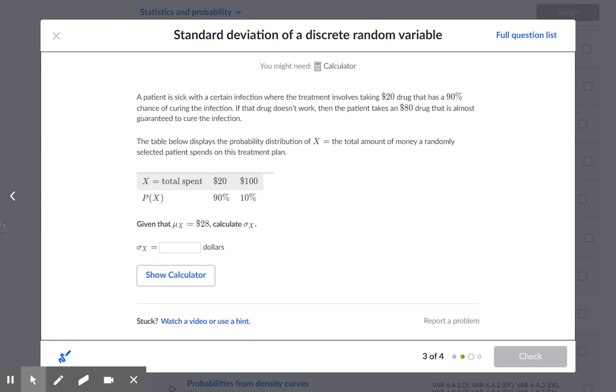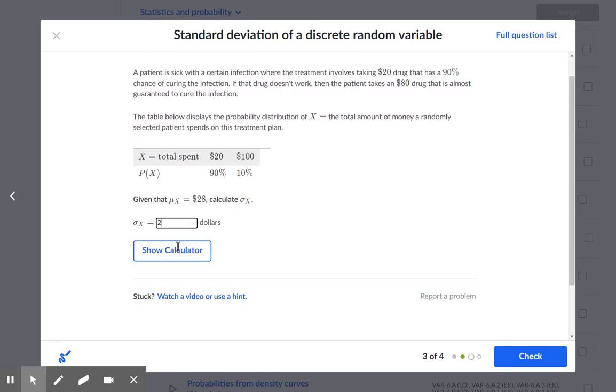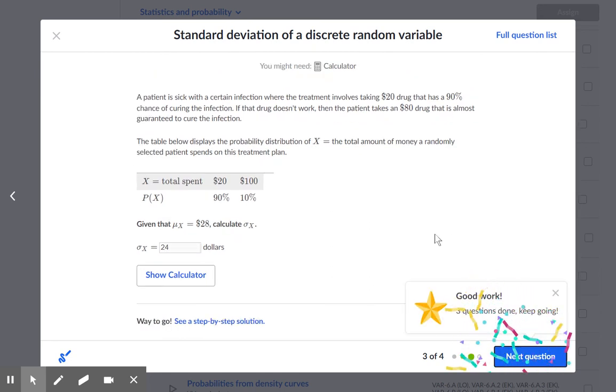Given the mean, go to stat, edit. Two data: I will put in the $20 and then the $100, and the corresponding probabilities are 0.9, then 0.1. Then stat, calc, 1-Var Stats, L1, L2. Right here, the mean is 24. Standard deviation is 24.